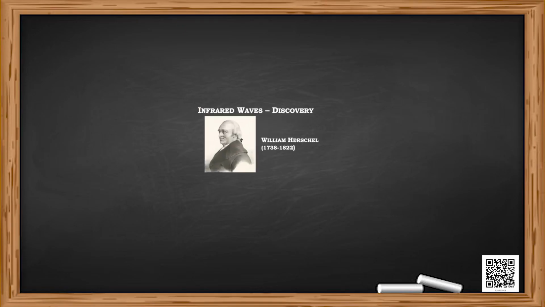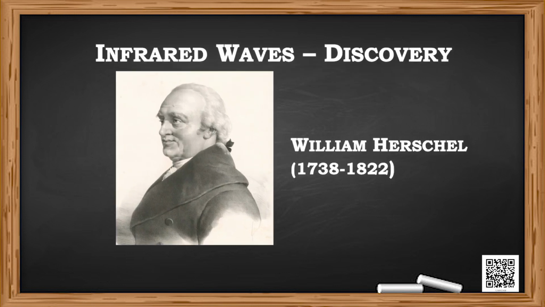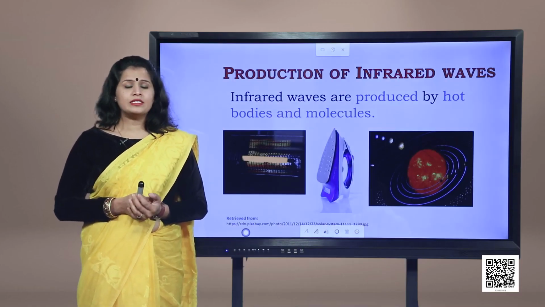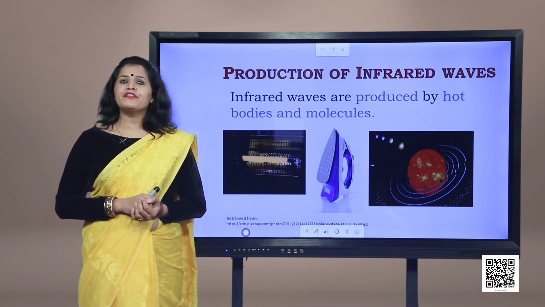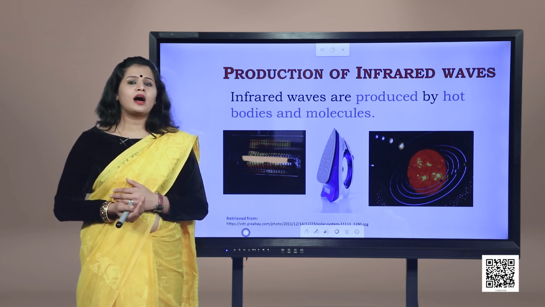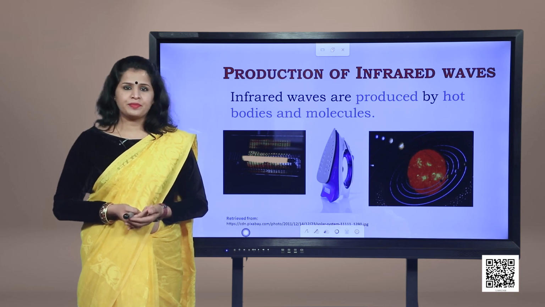Let's move further in the program and study about infrared rays. In the picture, you can see the photo of William Herschel, who is given the credit of discovery of infrared waves. Infrared waves are produced by hot bodies and molecules. Sun is the dominant source of infrared waves on the earth. Other examples are a room heater, geyser, an iron, etc.